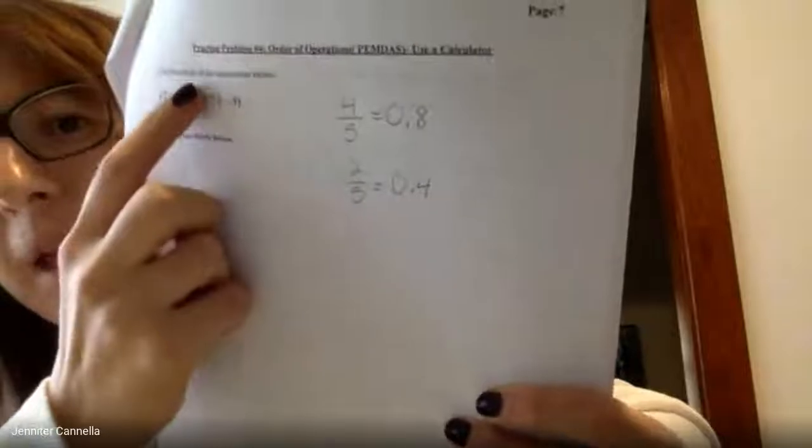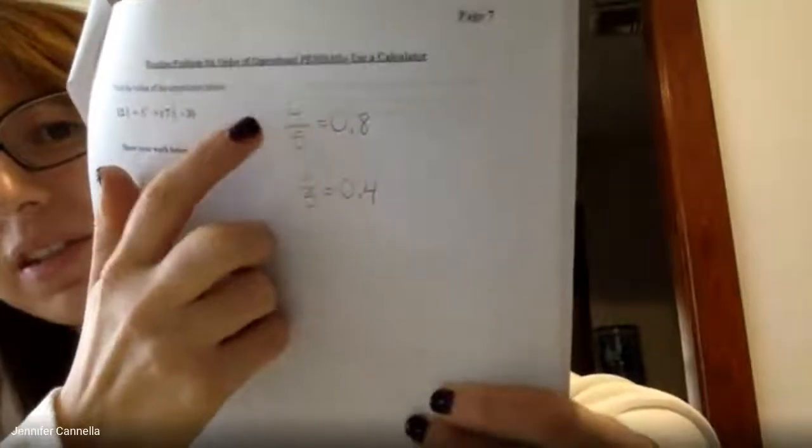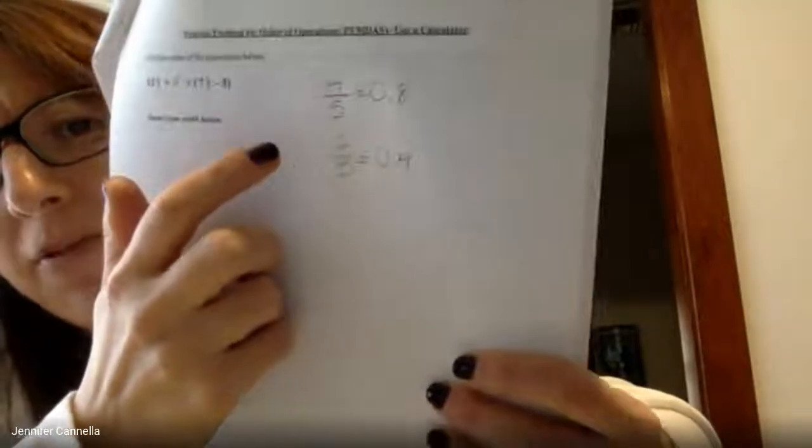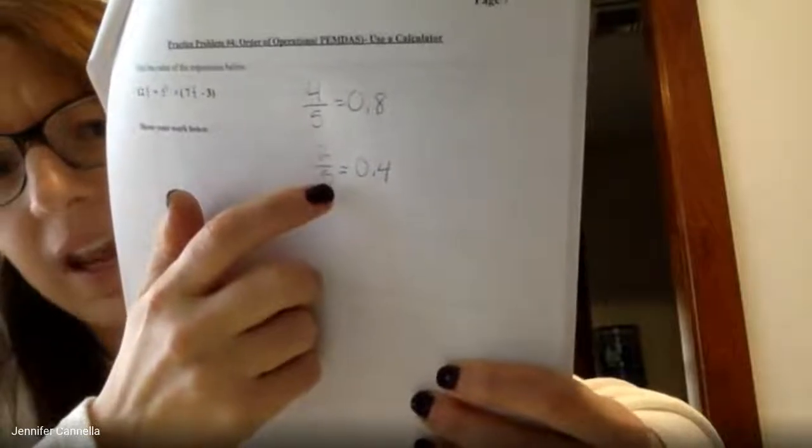Now I'm going to follow PEMDAS. P for parentheses, E for exponents, M for multiplication, D for division, A for addition, S for subtraction. So now what I'm simply going to do is show you what I did. Okay, I'm just going to rewrite my expression. Before I go any farther, I rewrite the expression.